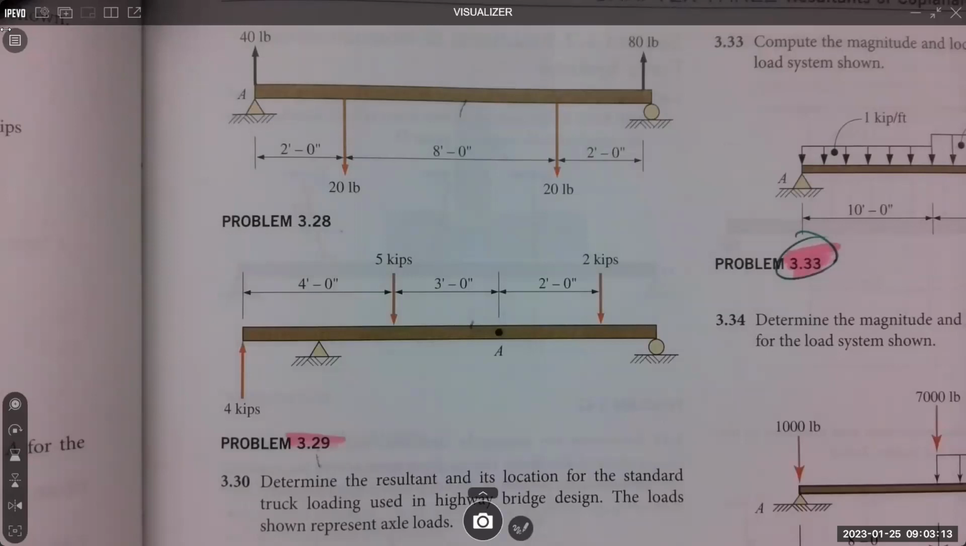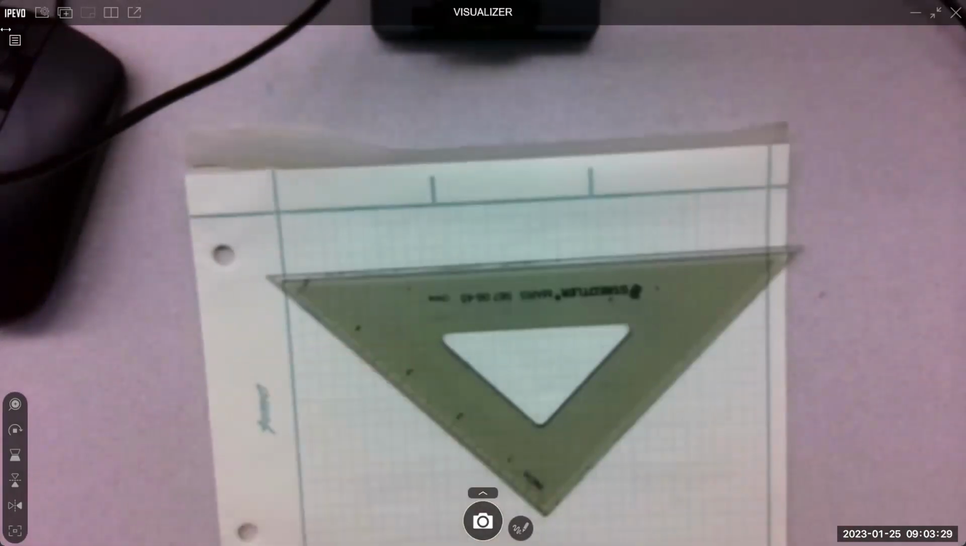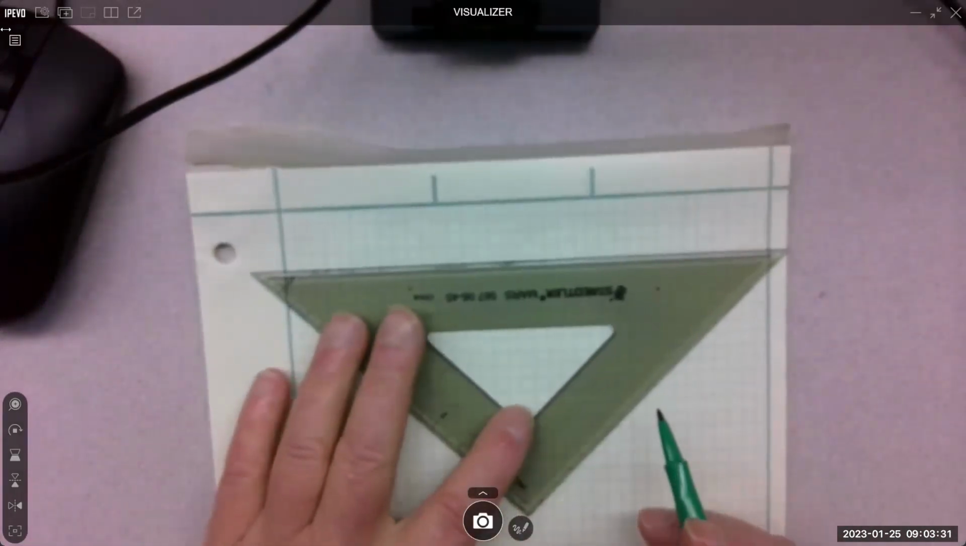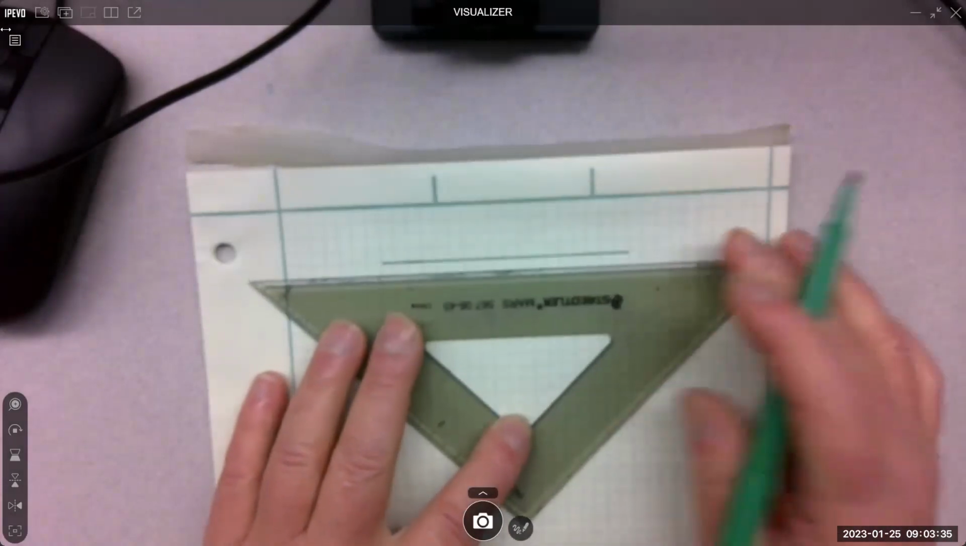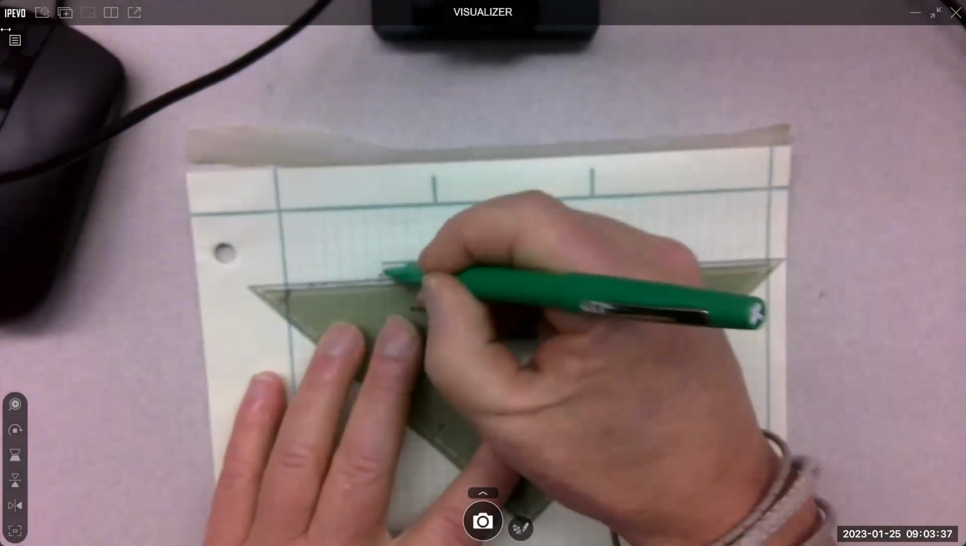All right, you got the drawing? Can I move the book? It's 4 kips, 4 feet, 5 kips, 3 feet, 2 kips, 2 feet. I'll draw it and then you'll see what I draw. Where are we doing our moments? At A. We are collecting everything at A.